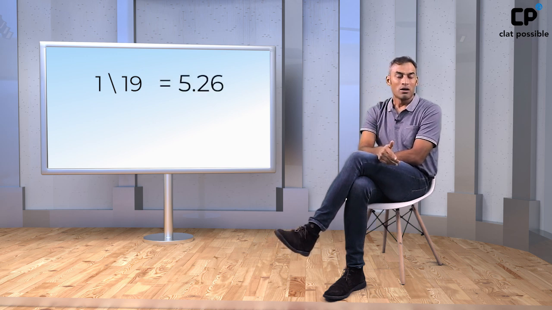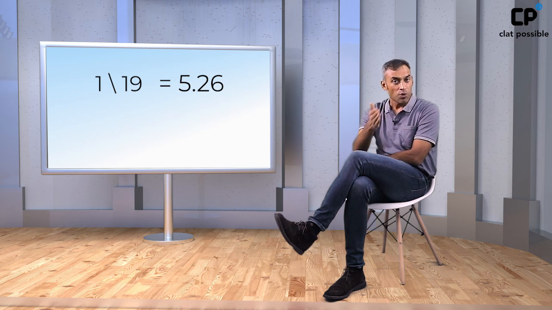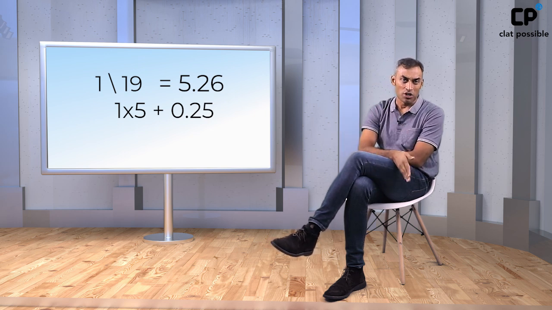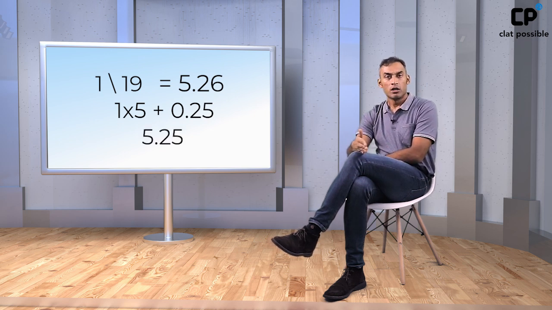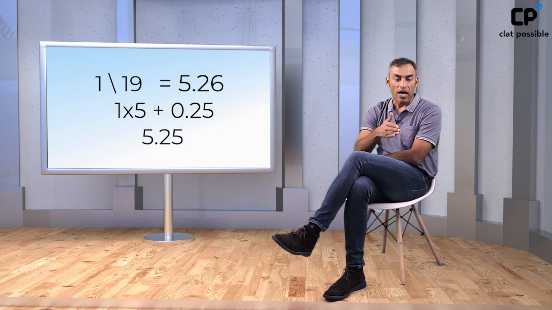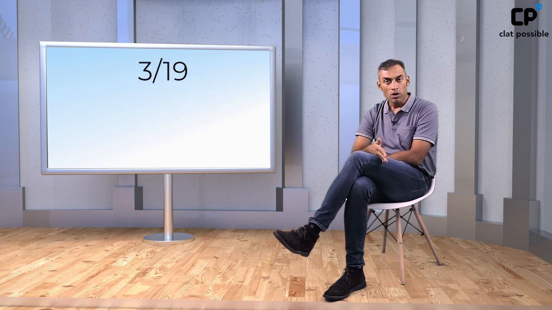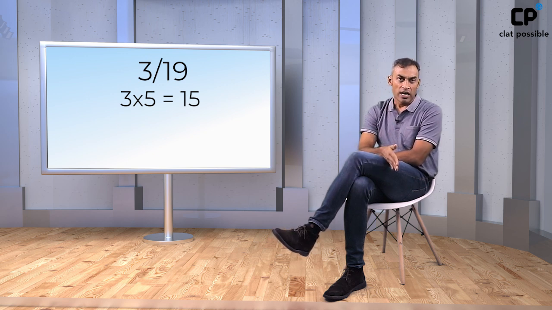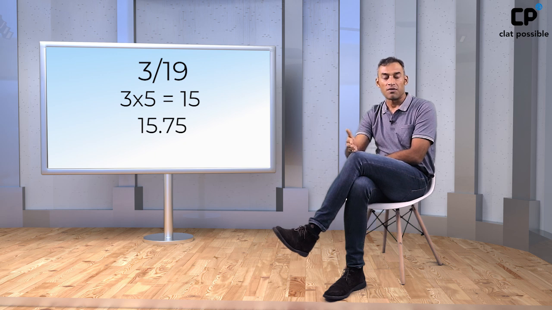Similarly, 1 upon 19 is 5.26, but just to remember, 5.25%. Now what we are doing in this is multiplying the numerator by 5 and then adding half of it with a decimal shift. So this will become 5.25. Similarly, if you have 3 upon 19, we multiply the numerator by 5. So 3 into 5 is 15. Half of 15 is 7.5. We do 1 decimal shift and that becomes 0.75. Therefore, this number will become 15.75. It's just easy to remember.